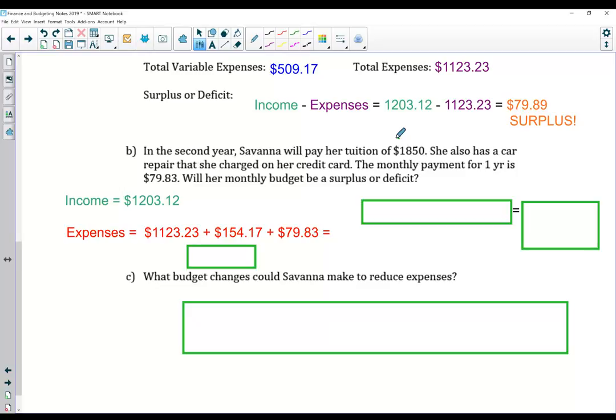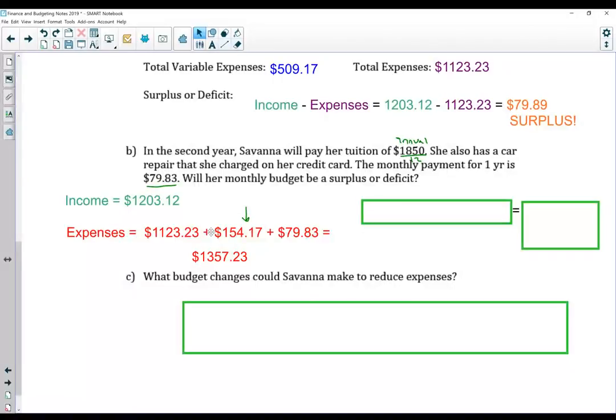The thing is, that is annual. So I'm going to divide it by 12. So if I take $1,850 and divide it by 12, I get $154.17. And then her car repair monthly was $79.83. So when I add all of those things together, I'm going to get expenses for the month of $1,357.23, which is not good.